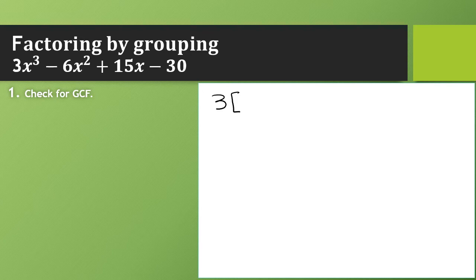So if I divide the first term by 3, I'm left with x cubed. If I divide the second term by 3, I'm left with 2x squared. If I take the third term divided by 3, I have 5x. And if I take the fourth term divided by 3, I have a minus 10.